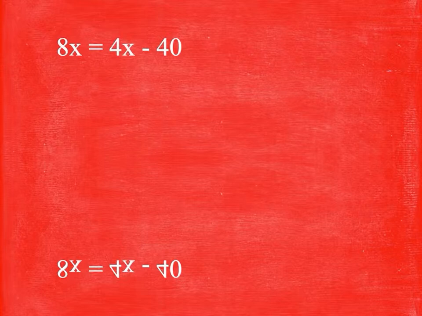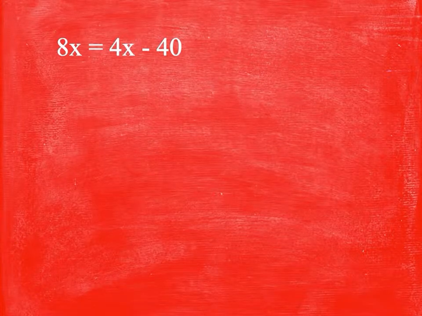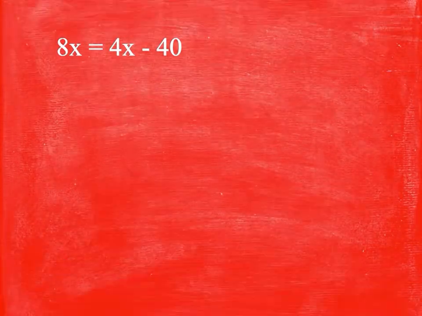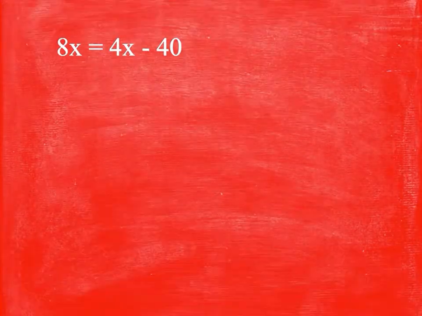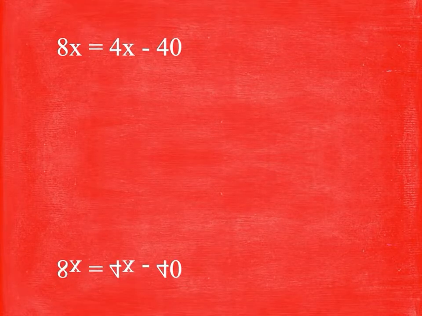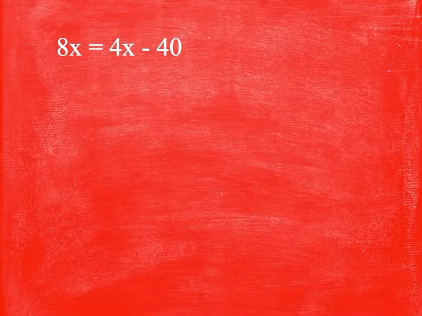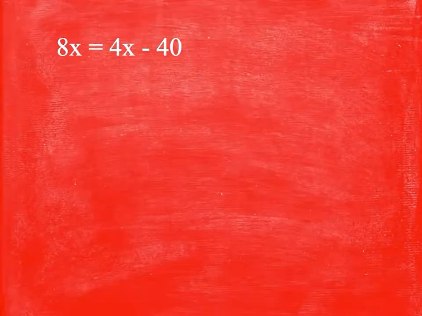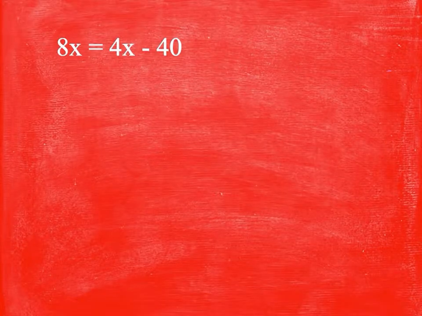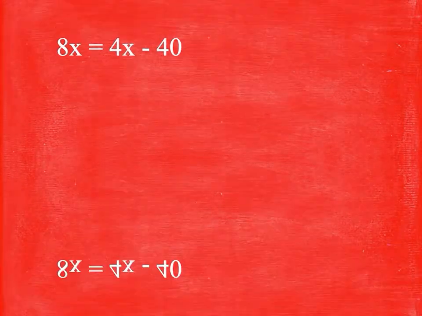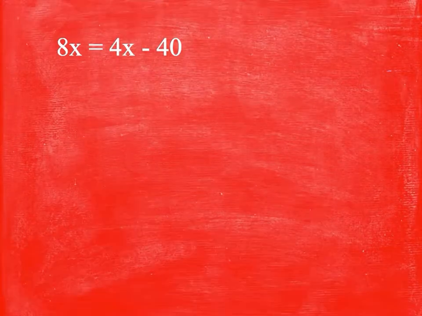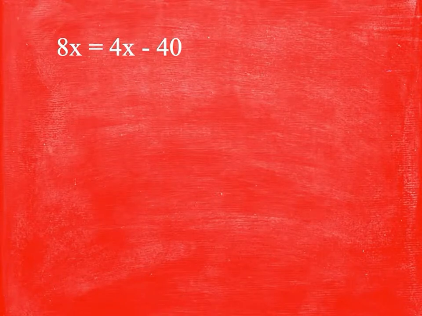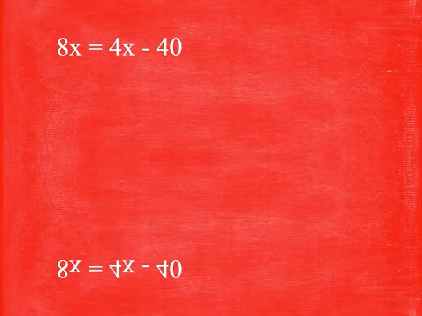That's 4x equals, this minus sign is going to turn into a negative sign, so negative 40. Divide by 4, and x is equal to negative 10. So now I need to check both sides. 8 times negative 10 is equal to negative 80. That's easy. 4 times negative 10 minus 40, that's negative 40 minus 40, that's negative 80. Negative 80 equals negative 80, so negative 10 is my answer.